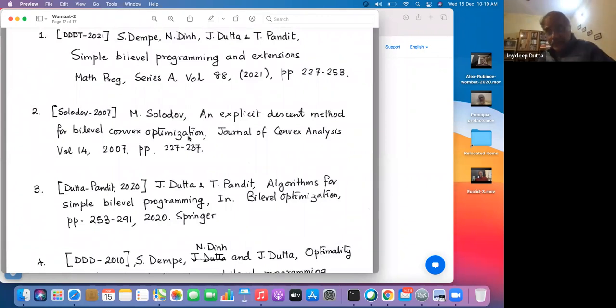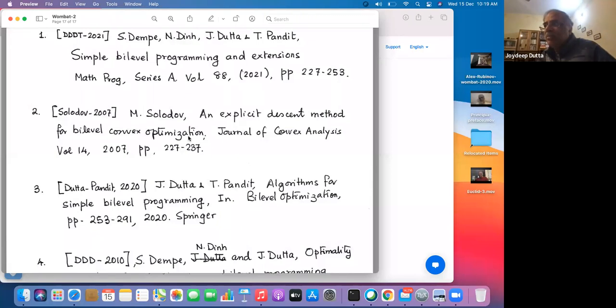This collection also has a work on pessimistic optimization. The first chapter of this book is on pessimistic optimization. So this is a very good book.